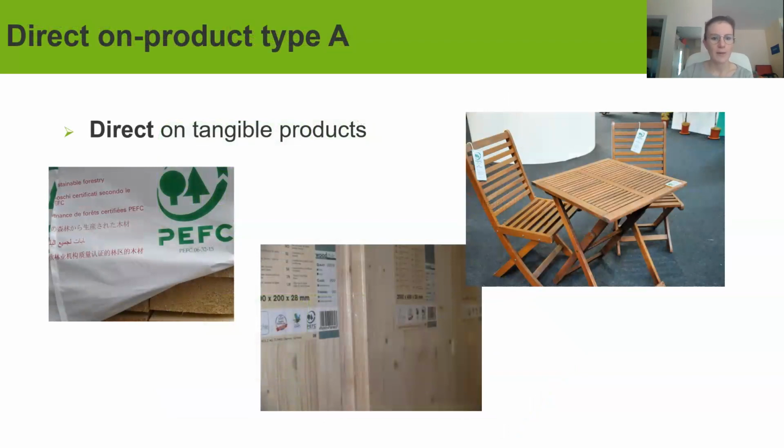Let's have a look at some examples. First of all, direct usage on tangible products. Here the logo you see is placed directly on the product. There is no doubt that these logos are referring to the product they are put on. So we see here timber yards, panels, and pieces of furniture.